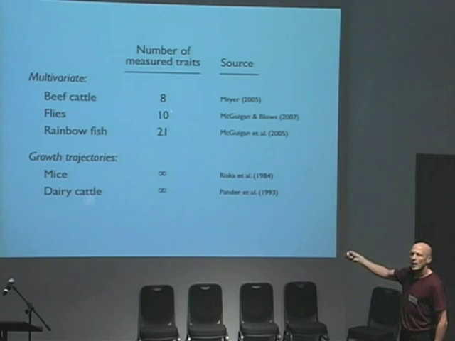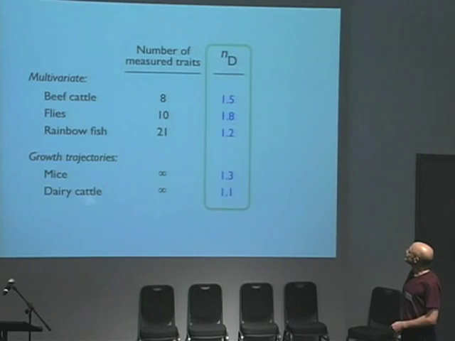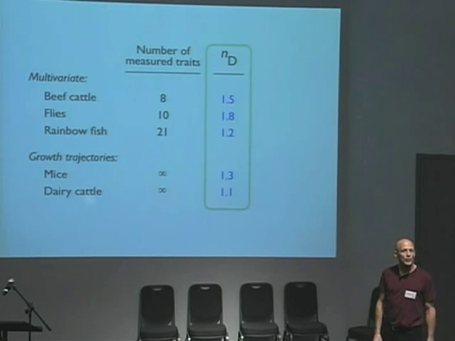Well, these are different kinds of traits. This involves eye diameter and back fat depth and a bunch of morphological traits, but scattered all over the animal. These are growth trajectories, so these are sizes at different ages. Here's the answer. The effective number of dimensions in all cases is below 2. So that's not very many.